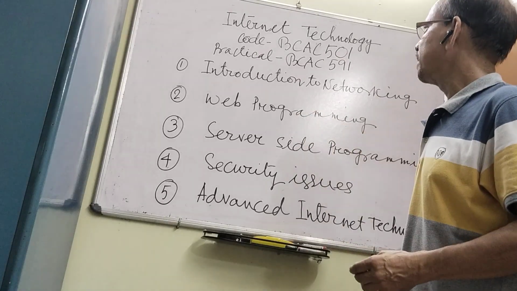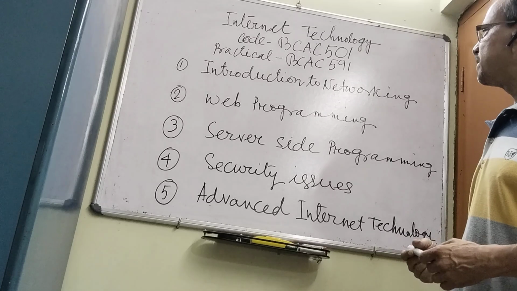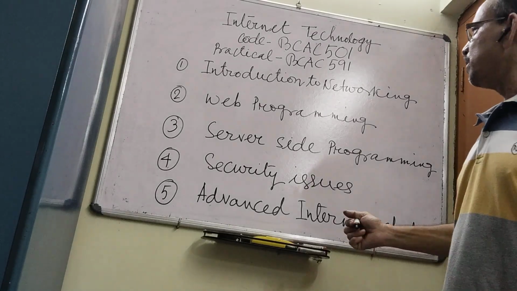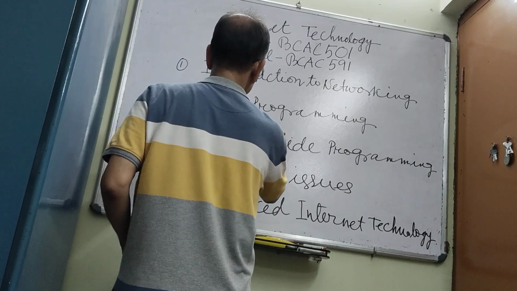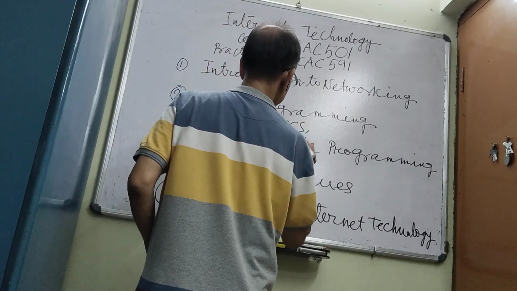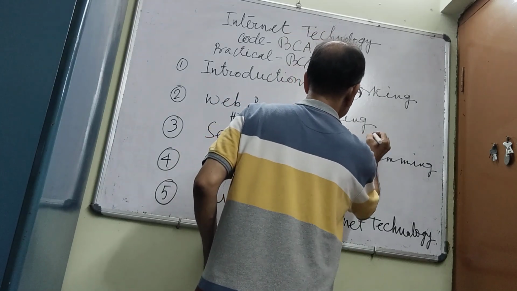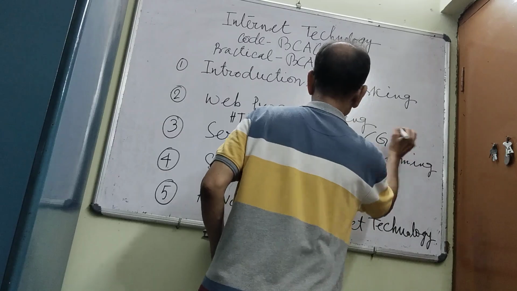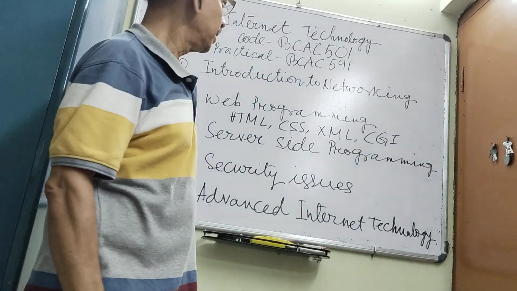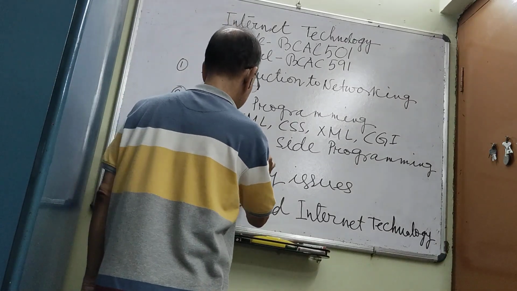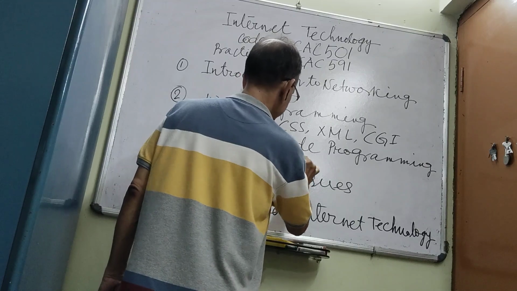And web programming, basically there are 4 things: HTML, CSS, XML, CGI. These are the basic parts. And in server-side programming, there are 2 things: PHP and JavaScript.